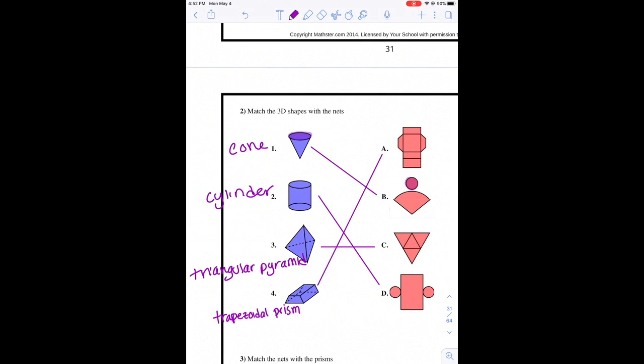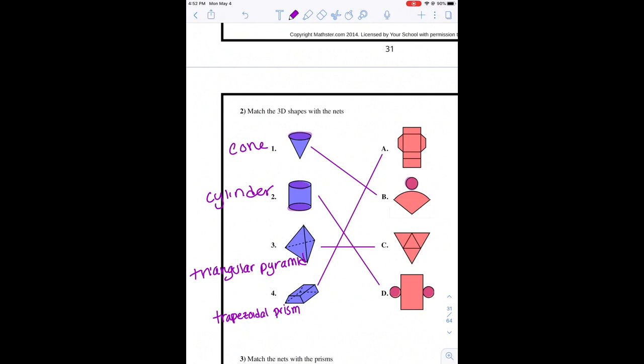The cylinder has two bases, a circle on the top and the bottom. So in shape D, there's a circle on the top and the bottom. And it's kind of weird that the sides of the cylinder, when you unfold it, actually make a rectangle. It's kind of weird to picture, but imagine a paper towel tube. If you were to cut a paper towel tube open and flatten it, it would actually make a rectangle. And you can try that if you want to.